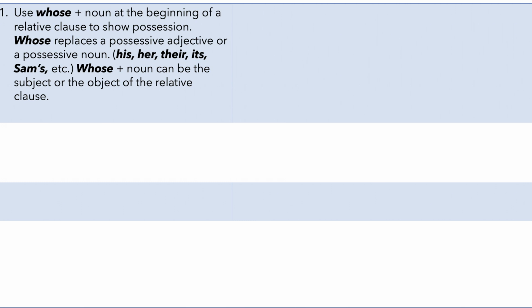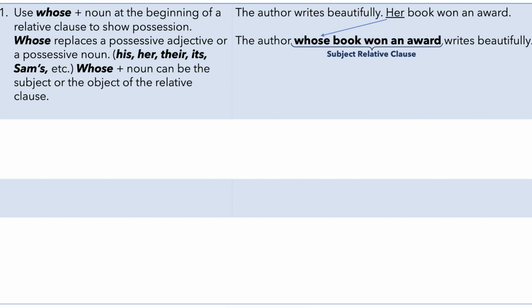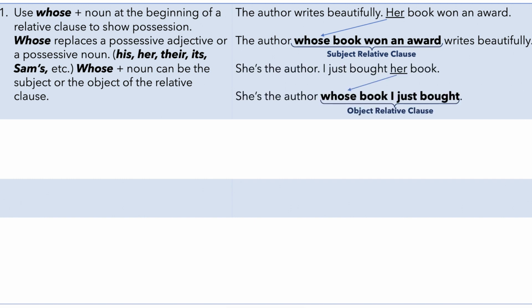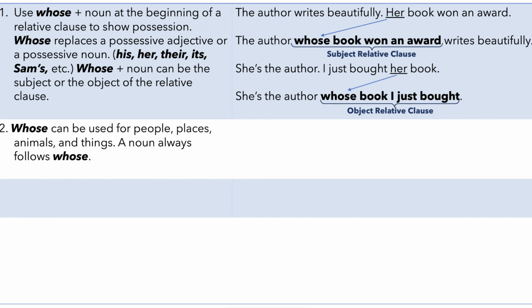For example, the author writes beautifully. Her book won an award. That can become the author whose book won an award writes beautifully. Or we can say, she's the author, I just bought her book. But we could shorten it to, she's the author whose book I just bought. You can see here that the first sentence has a subject relative clause, and the second one has an object relative clause. Can you see the difference? I hope so.